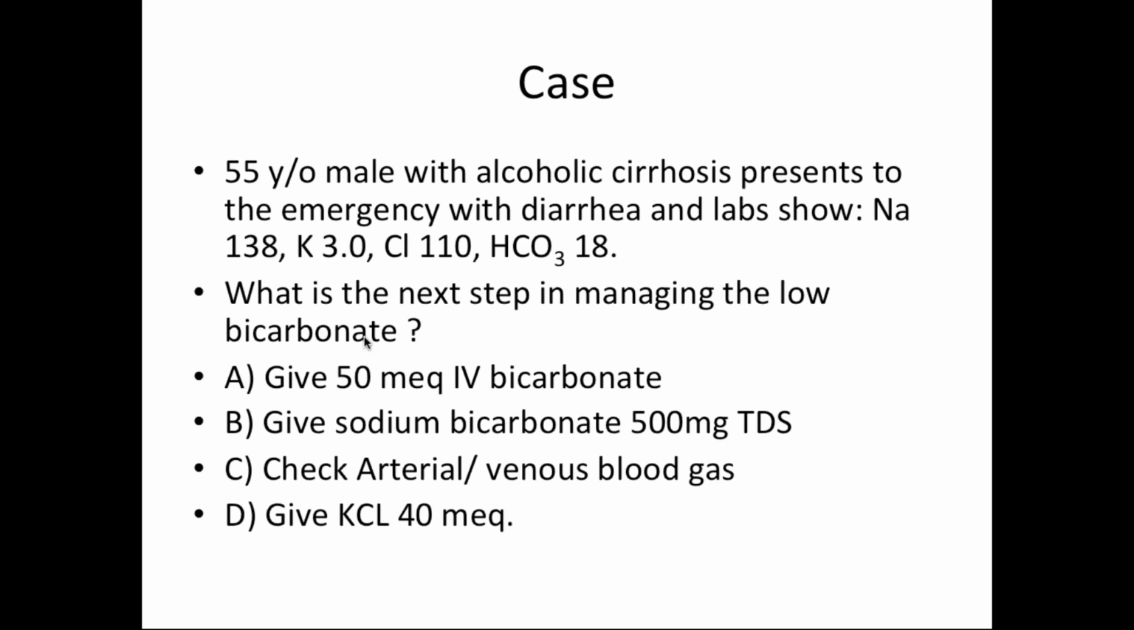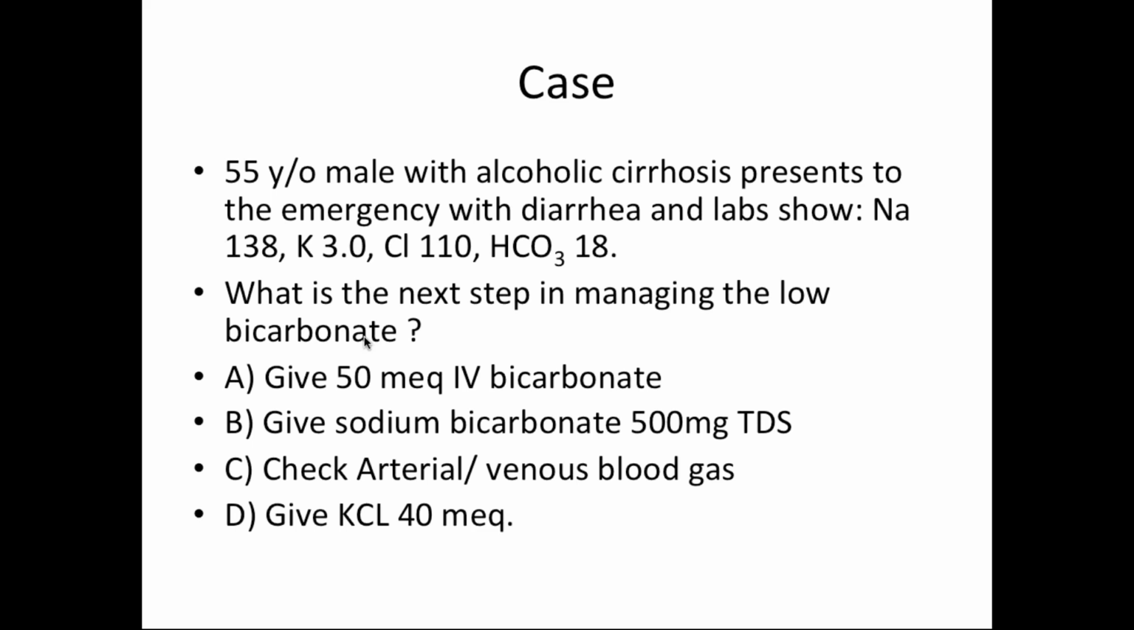So we have a 55-year-old male with alcoholic cirrhosis who presents to the emergency department with some diarrhea. The labs show that the sodium is 138, potassium is 3.0, chloride is 110, and the bicarb is 18. So what is the next step in managing this low bicarb? Should we give this patient some IV bicarbonate? Should we give him some sodium bicarbonate orally? Should we check an arterial and venous blood gas? Or should we give him potassium for his hypokalemia?